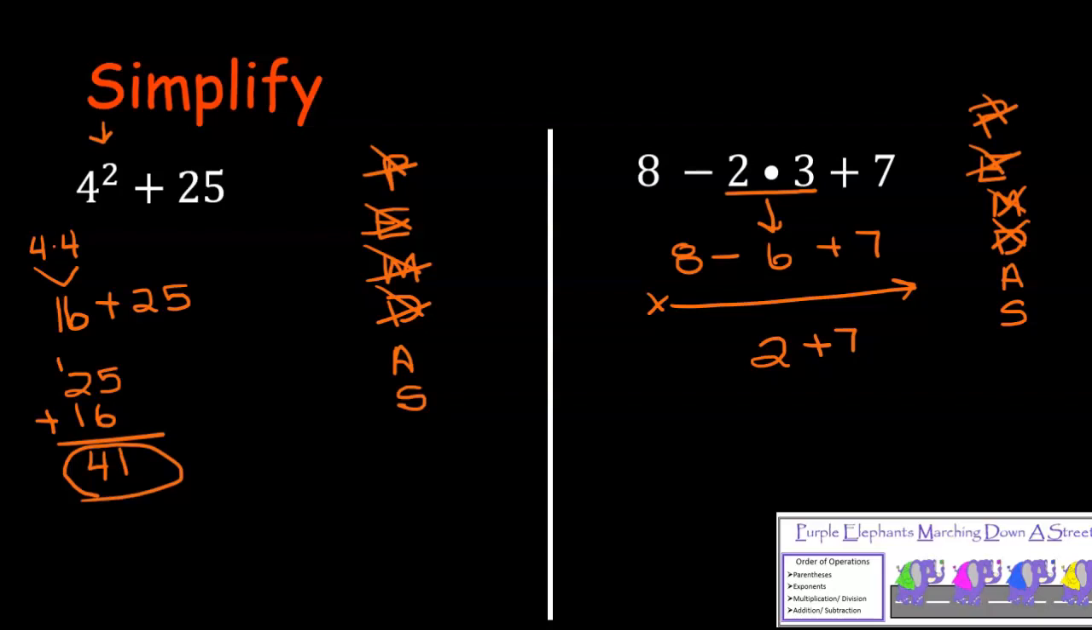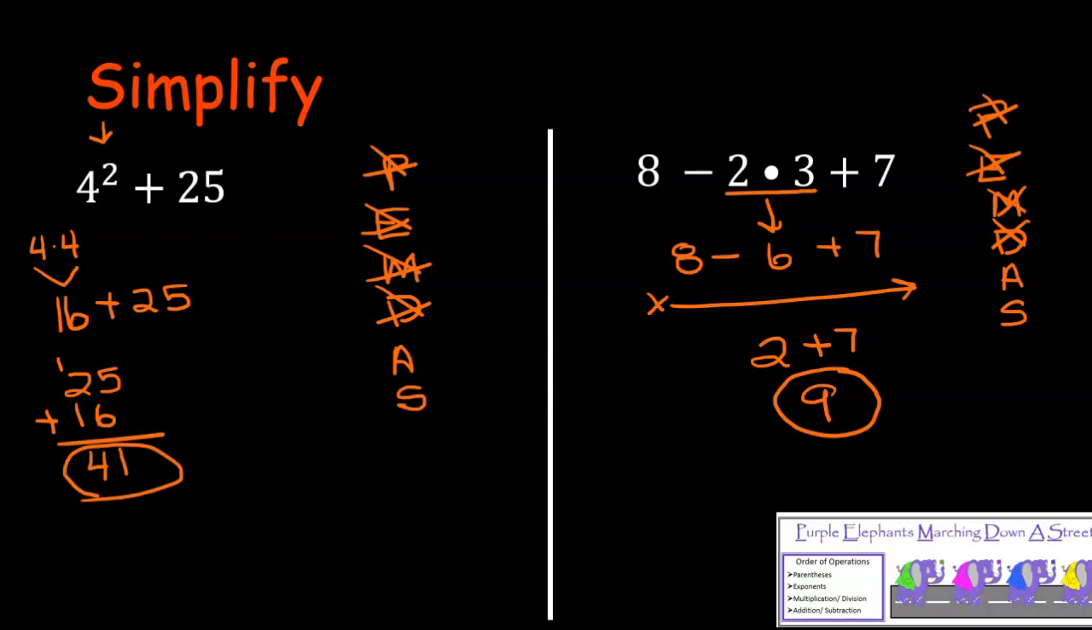Okay, now, do we have addition? Now we have addition. So I'm going to add my 2 plus 7, and I'm going to get 9. So we just simplified this problem using our purple elephants marching down the street, or, please excuse my dear Aunt Sally, or PEMDAS. However you want to think about it. Not too hard, is it?